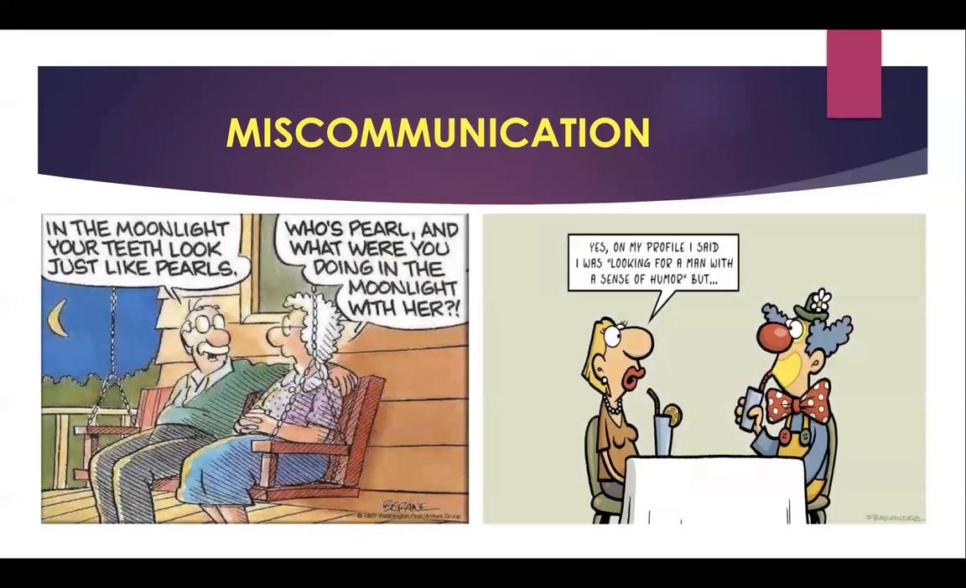In the first image, we have a husband speaking to his wife, and he's saying, "In the moonlight, your teeth look just like pearls." And the wife replies, "Who's Pearl? And what were you doing in the moonlight with her?" So in this context, you see where the wife is taking what the husband is saying literally, and their miscommunication occurs.